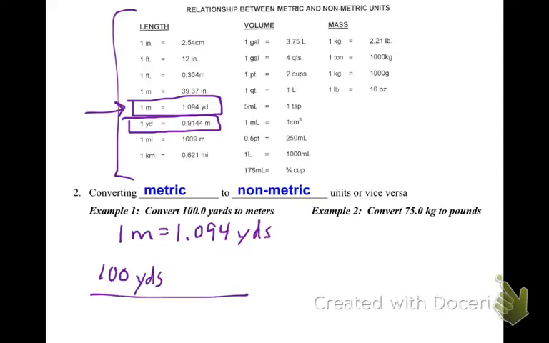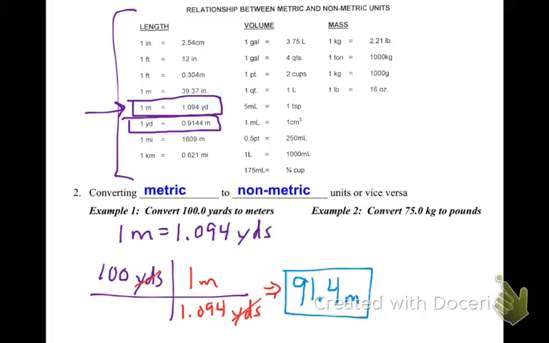And we'll make our t-chart. Let's use our conversion factor here, 1.094 yards, 1 meter. Our yards has to cancel off. We multiply straight across. So we would get 100 times 1 divided by 1.094. When we do that, we would get 91.4 meters. Yay, that's our first one.